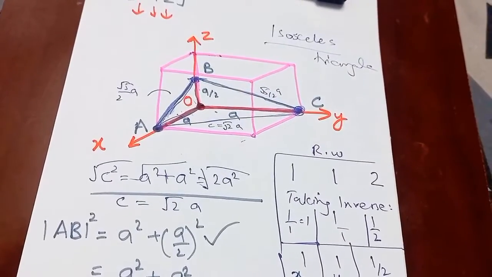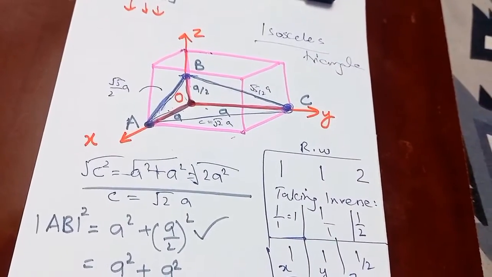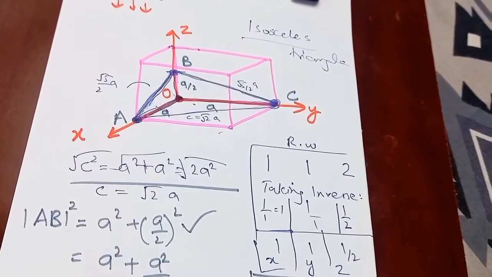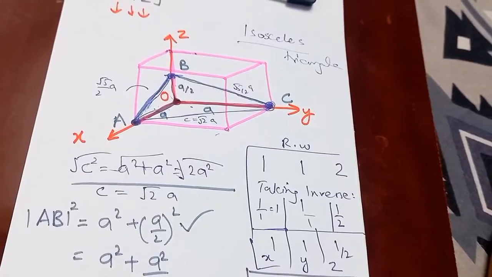Now we need to find two things in order to calculate the planar density. One is area, the second is the net number of atoms per unit cell.